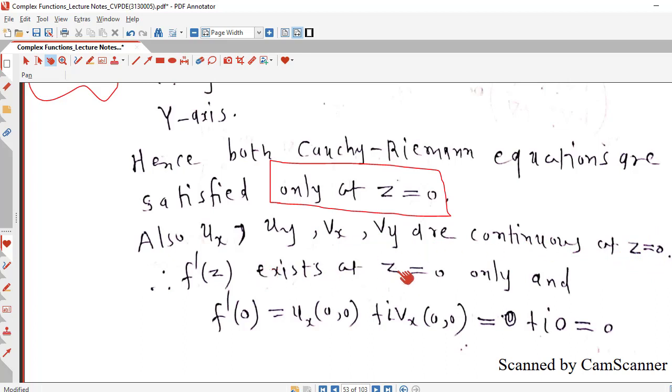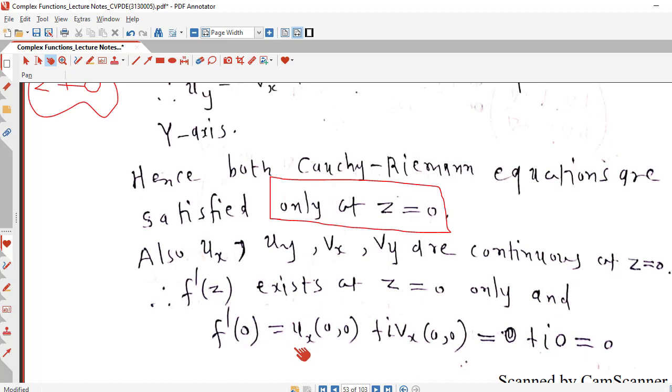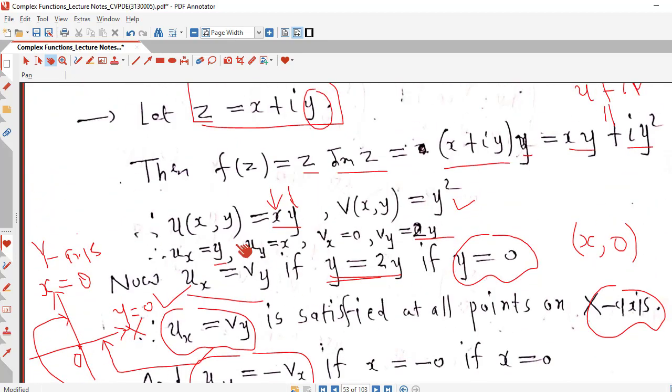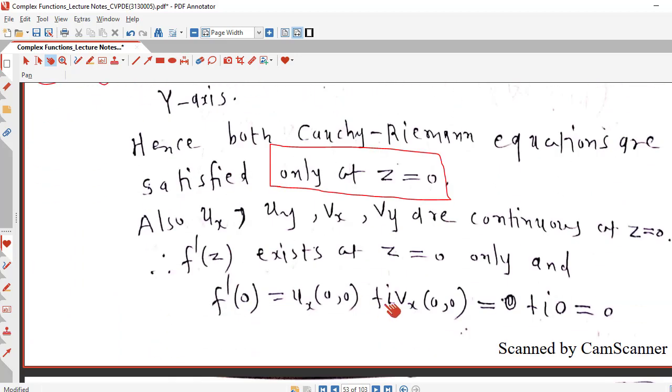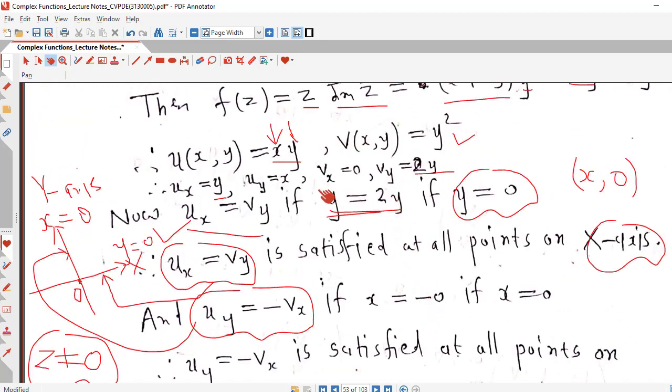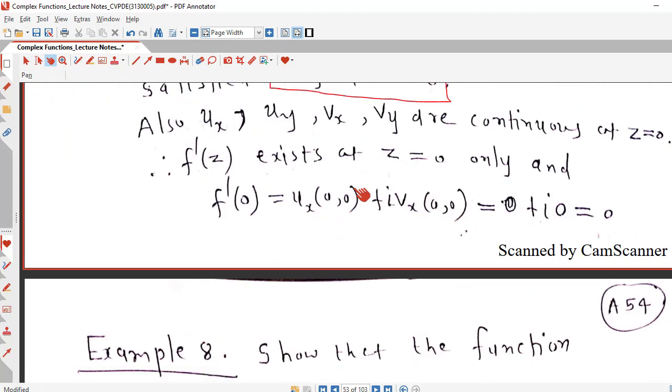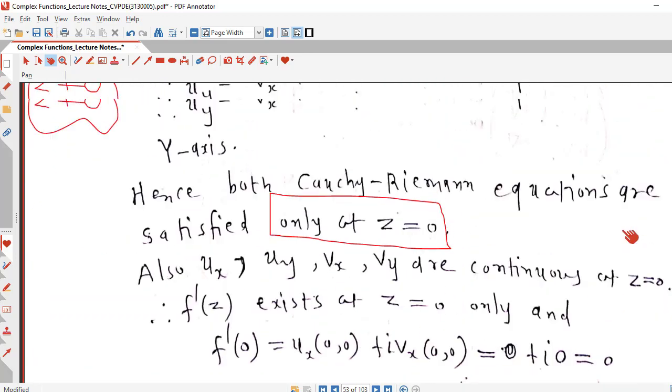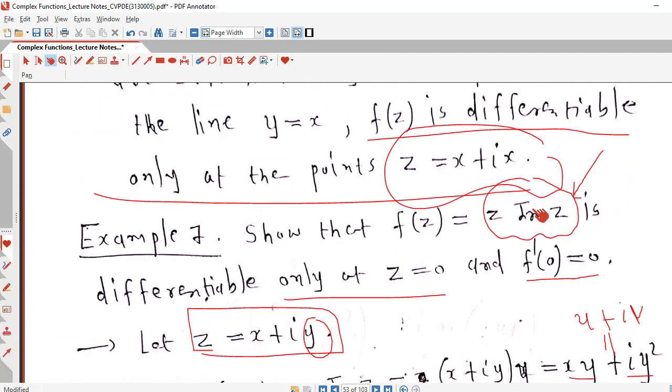Therefore, the function is differentiable at z = 0 only, and the derivative at z = 0 is given by u_x(0,0) + i v_x(0,0), and u_x is the y component. So here the y component is 0 and v_x is 0 for every point. So the derivative is 0. So f(z) = z times Im(z) is differentiable only at z = 0, and the derivative at z = 0 is 0.